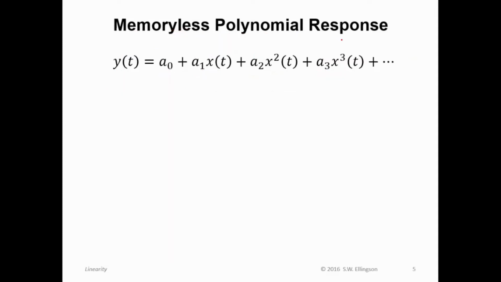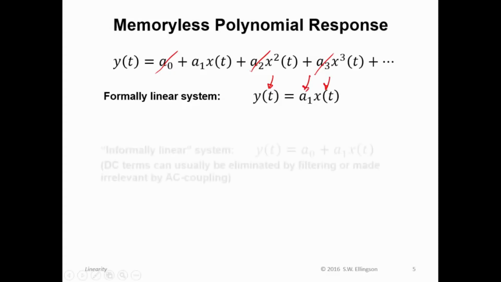So we can use this response model to now define more formally what we mean by linearity. A formally linear system becomes simply one in which only A1 is non-zero. In other words, A0 is 0, A2 is 0, A3 is 0, and so on, so that the output is simply the input times some constant.